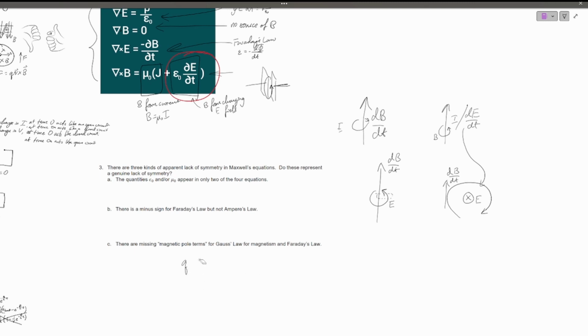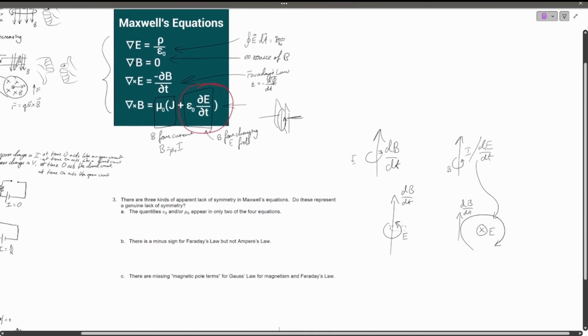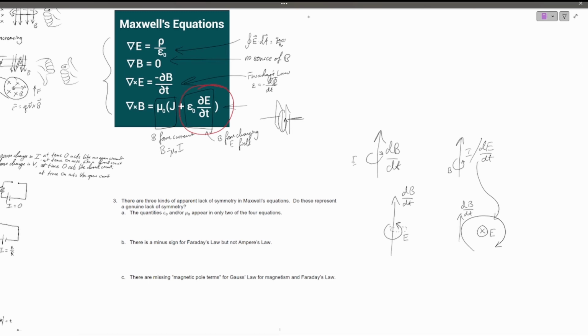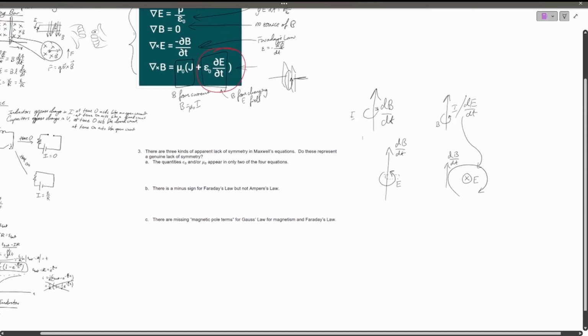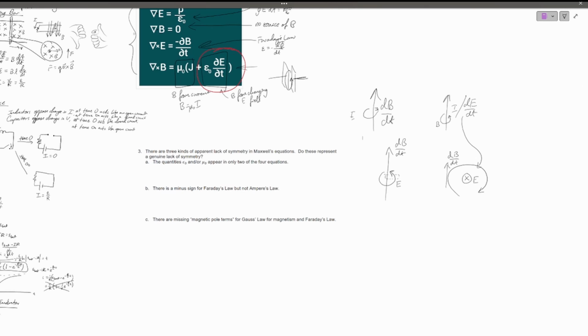Well, that's kind of just a consequence of the second Maxwell's equation, that B field can have no source or no sink. If you have a magnetic pole, then you would have to have B field being generated or deleted there, which is just not how the B field works.